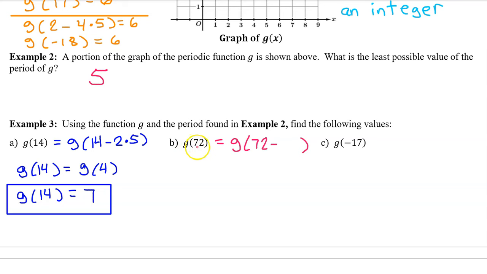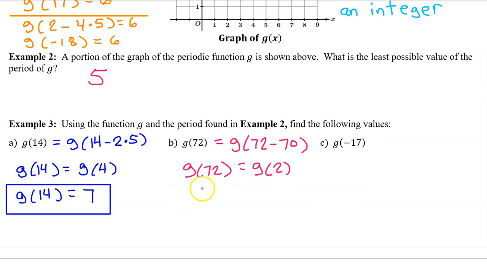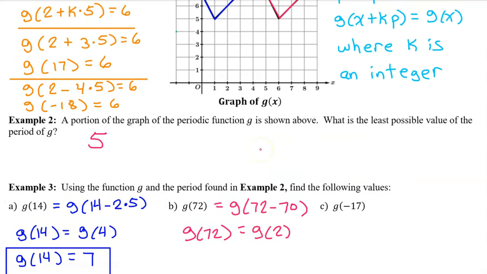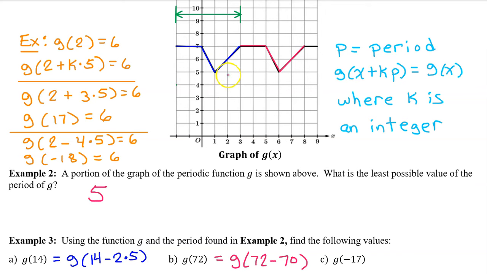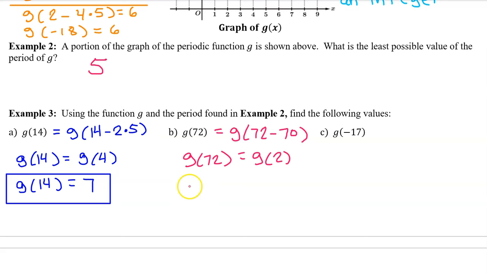Part B, g at 72 will equal g at 72 minus any multiple of 5. Well, we know that any number that ends in 0 or 5 is a multiple of 5. So 70 is a multiple of 5. So g at 72 will equal g at 2. Looking at the graph, g at 2 is 6. Well, that was the example that we did. That means that g at 72 is also 6.